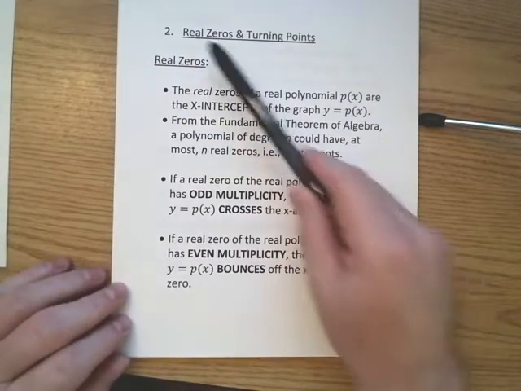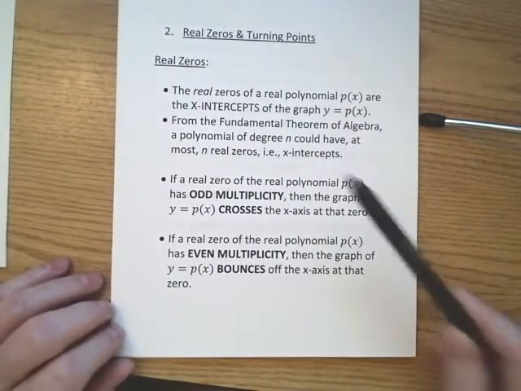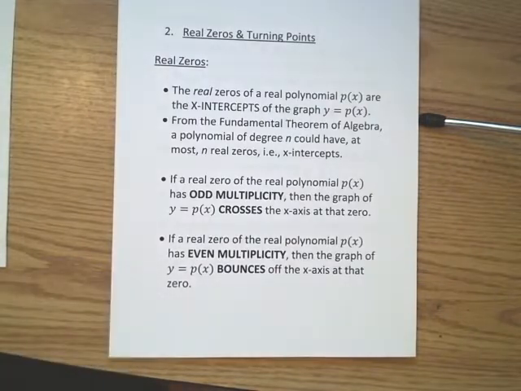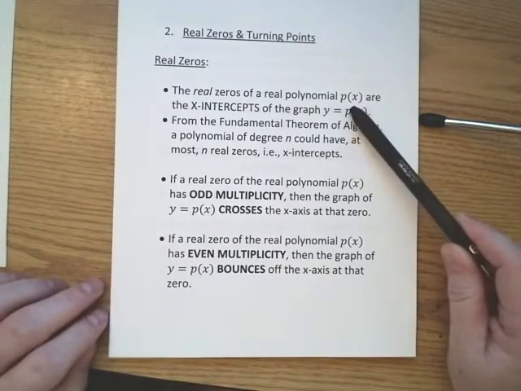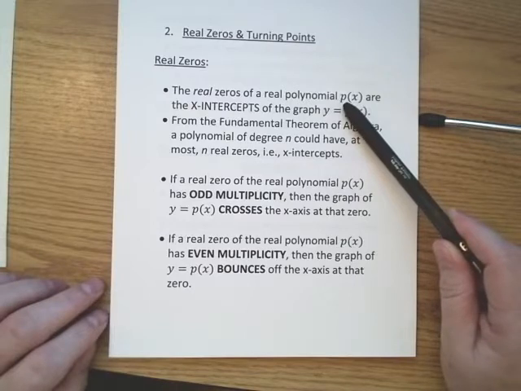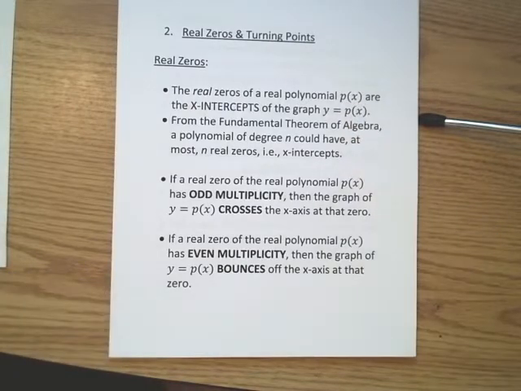Let's consider something else when we're talking about the graph of a real polynomial. We're going to talk about the real zeros and turning points. Real zeros, you remember what a zero of a polynomial is, right? It's a value for which when you evaluate the polynomial, you get 0 as a result. You plug in that value of x and you get 0 coming out of the polynomial.